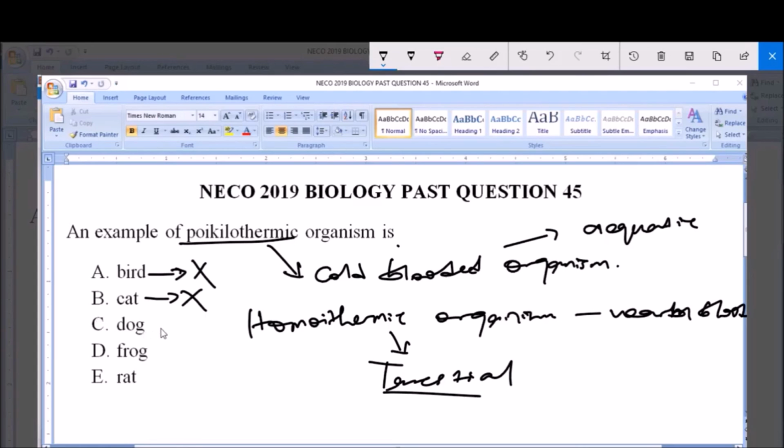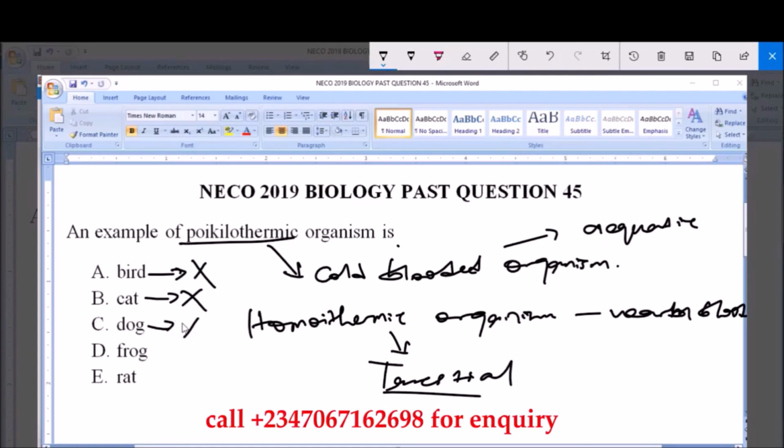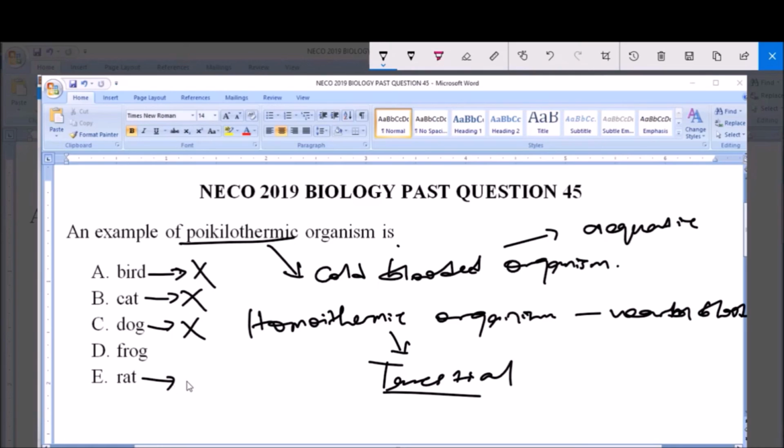C says dog. Dog is also a homoiothermic animal. It is not poikilothermic. Option E says rat. Rat is also a terrestrial organism, so it is not poikilothermic.